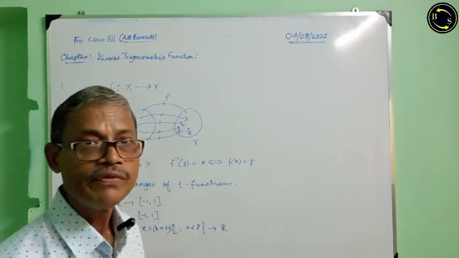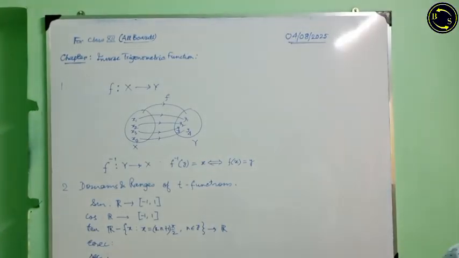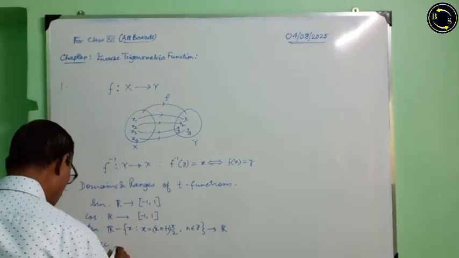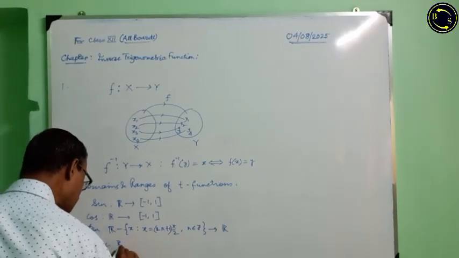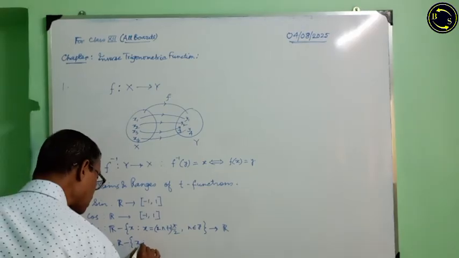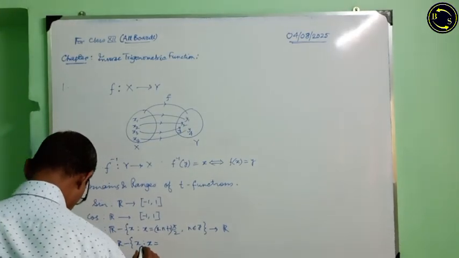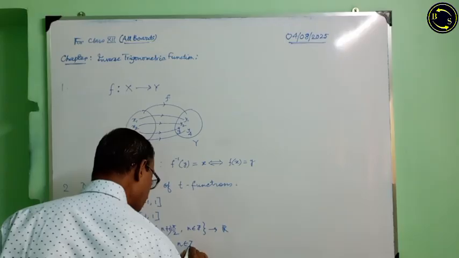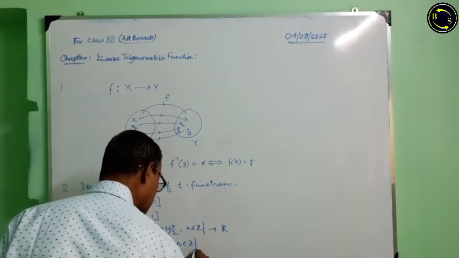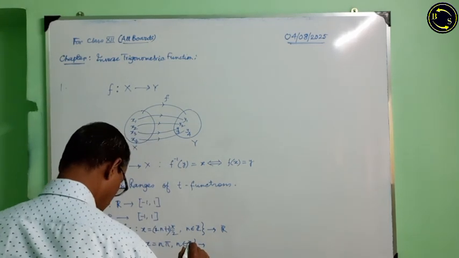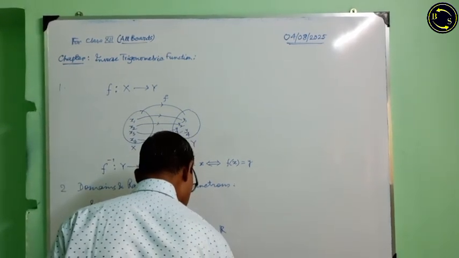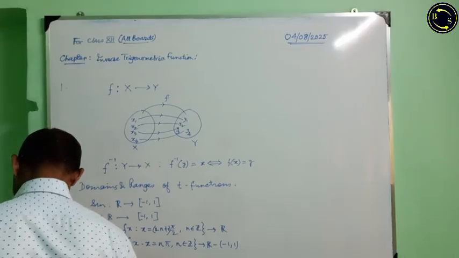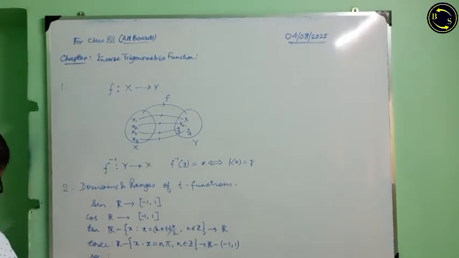We say minus infinity to infinity, and for cosec function, domain is set of reals minus set of x such that x is equal to n pi, n belongs to set of integers, to range is set of reals except the interval minus 1, 1. This is for cosec function.